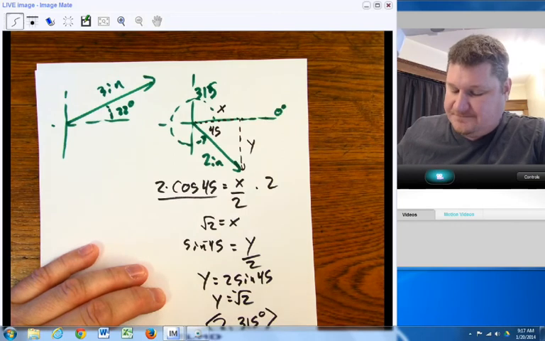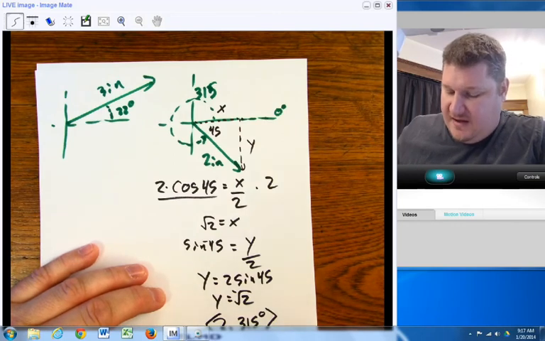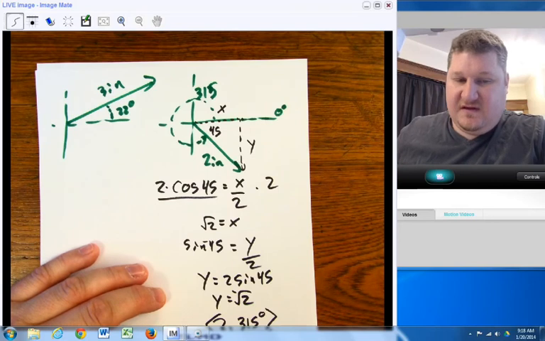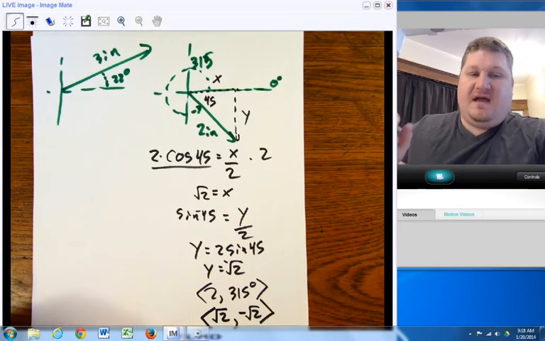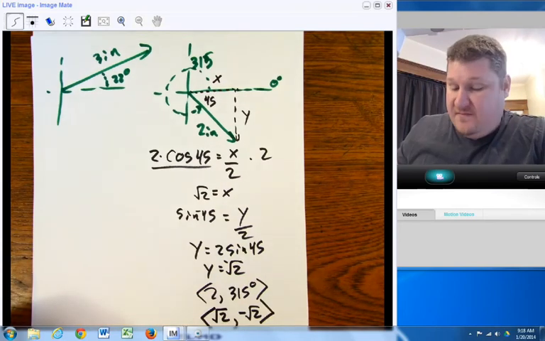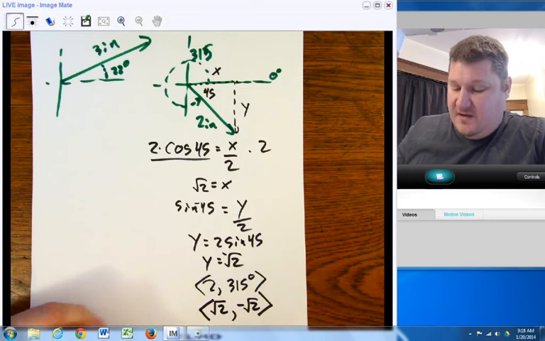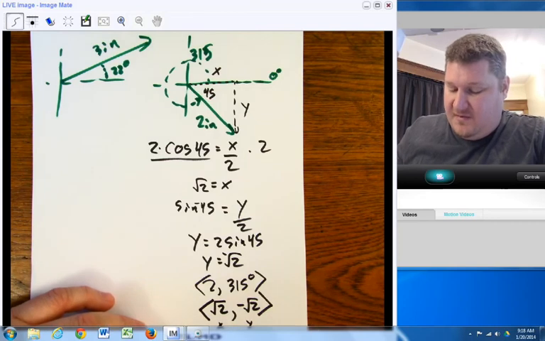Or what we could do is we could label them by their x and their y. And so the x component was square root of 2, the y component was negative root 2, and again I'm going to put the arrows on each end to show that this is a vector. So we have a component form here. A component form. You have the x bit and the y bit.